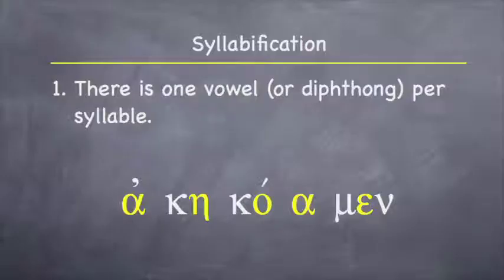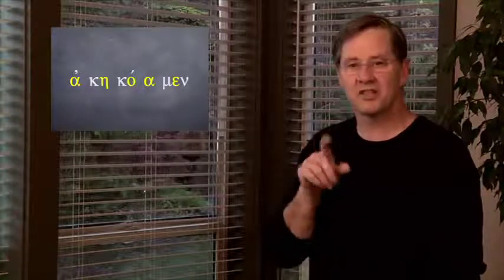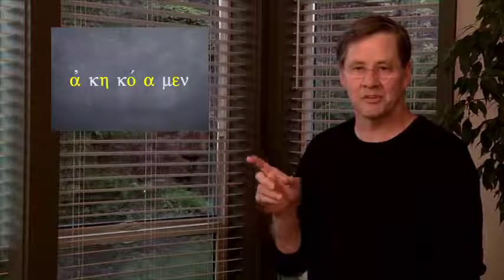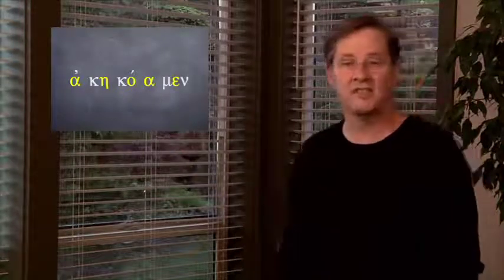Rule 1 is that there is one vowel or diphthong per syllable. So if you see a word like ἀκηκόαμεν, if you count the vowels, that's going to tell you how many syllables there are. So this word has 5 syllables. Okay? All right, so that's rule number 1.